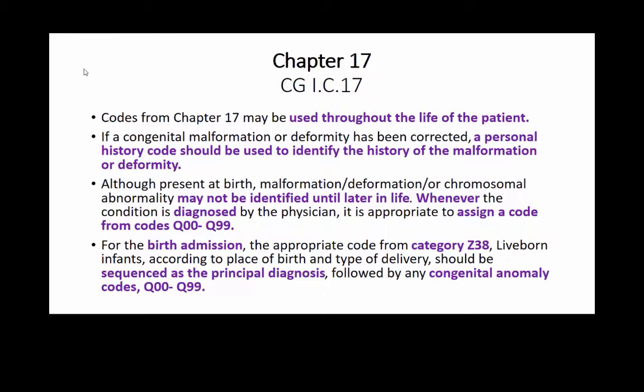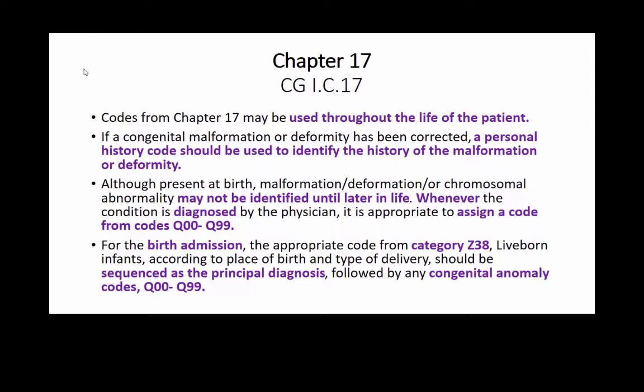Codes from Chapter 17 can be used throughout the life of the patient. Even though they are congenital codes, something a person is born with, you can use them throughout the life of the patient. If that congenital malformation or deformity has been corrected, we can use a personal history code to identify the history of the malformation or deformity, and that way it is on the record and the doctors know that this person did have this condition, but it's been corrected. And there's times when the baby may be born with this problem, but it's not identified until later in life. So whenever it is identified, it's appropriate to assign a code from Chapter 17.